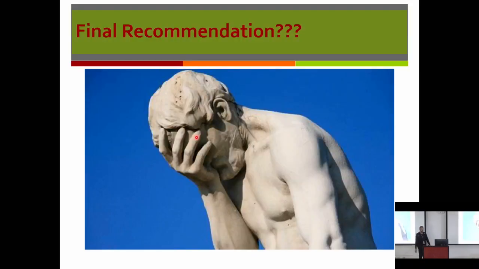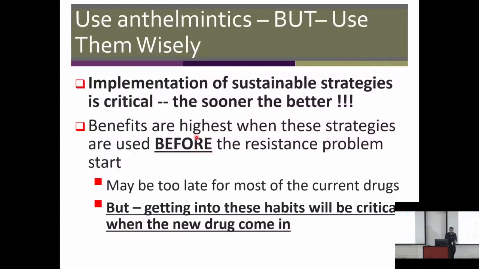So, final recommendations based on the lesson we learned, based on the dewormers we used, based on the resistance, based on the control of this resistance, and based on refugia management. Final recommendation: use anthelmintic, but use it wisely. Implementation of these sustainable integrated approaches is important. Better to start earlier. Benefits are higher when these strategies are used before the resistance problem develops.